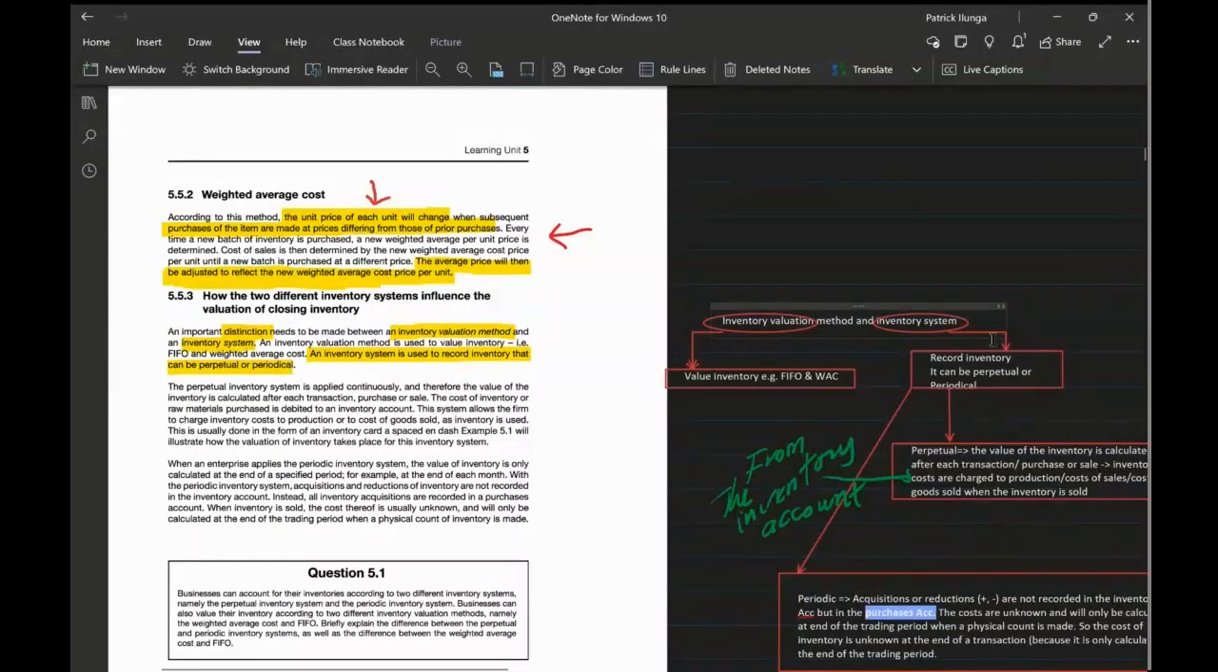It doesn't estimate the cost. What estimates the cost actually is the inventory valuation. So you have the inventory valuation, you have the inventory system, and there are two methods for each. You have the FIFO, first in and first out.